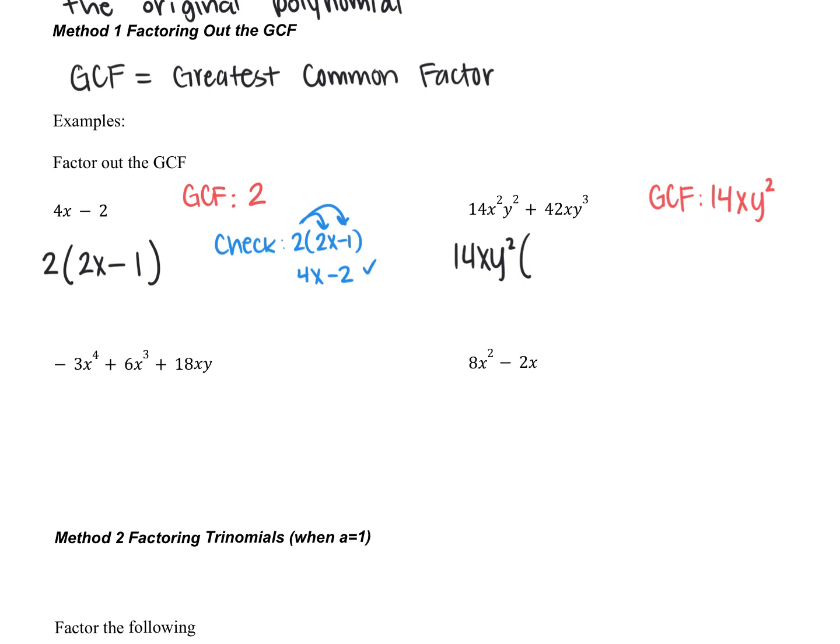And then 14 divided by 14 is going to give me 1. X squared divided by x is going to give me x. And then I've taken out both of my y squareds. Plus 42 divided by 14 is going to be 3. I only had one x and I factored it out, so there's no more x's. And then y cubed divided by y squared is y. And that's my final answer.